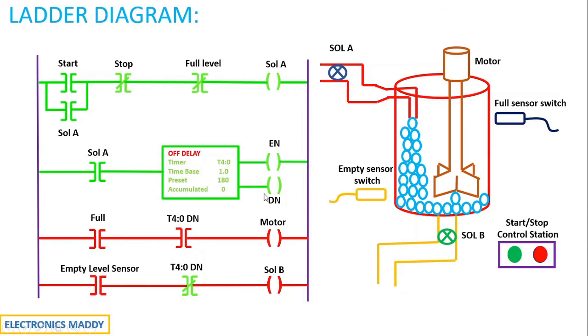So now this has gone high, isn't it? If you carefully observe, the T40 done bit is used over here and over here. This is going high, that means this will go low, isn't it? Because this is a normally closed contact, as a result it will go low. However, this will be high because this is going high. Consequently, this is a normally open contact, the same address is used over here, and this is going high.